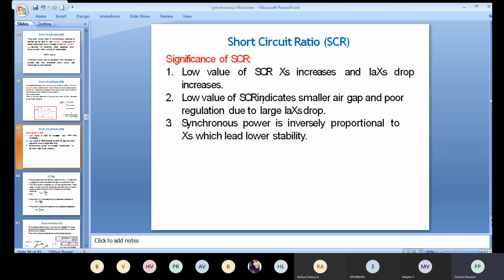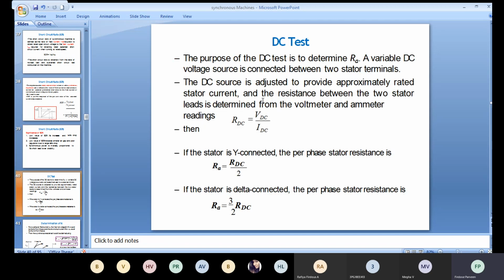And the significance of the short circuit ratio is given here. A low value of short circuit ratio indicates that the armature current and the synchronous impedance drop increase. A low value of short circuit ratio indicates a smaller air gap and poor regulation, and synchronous power is inversely proportional to the synchronous impedance, which leads to lower stability.